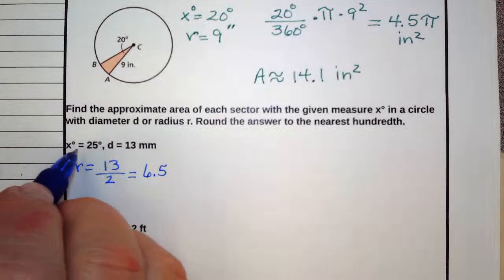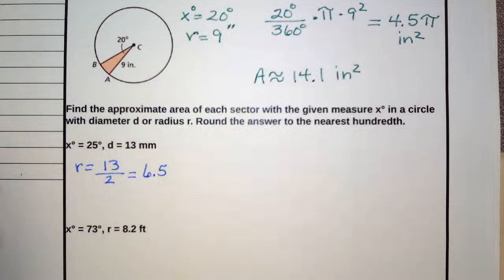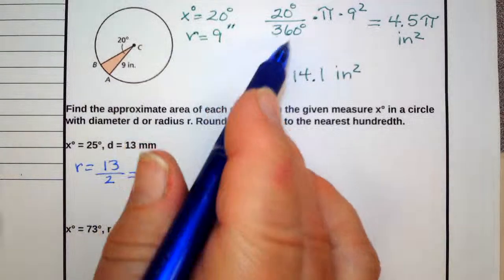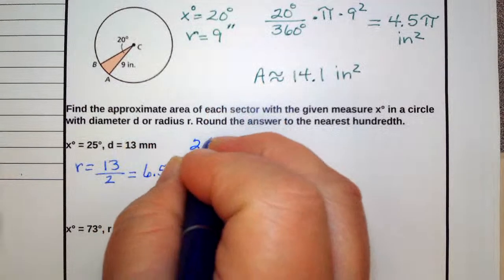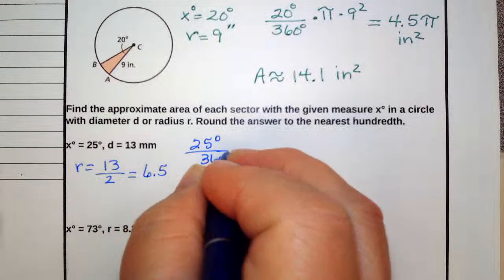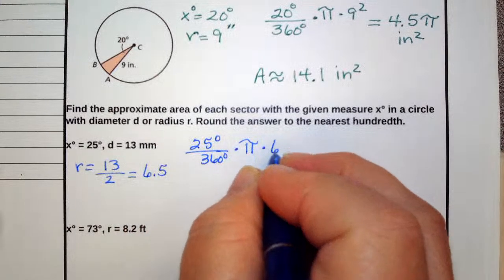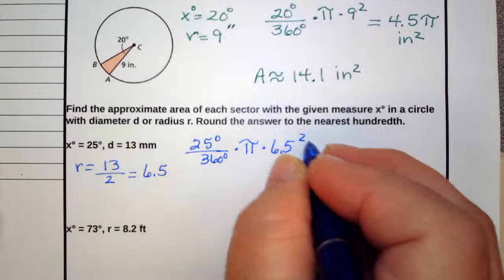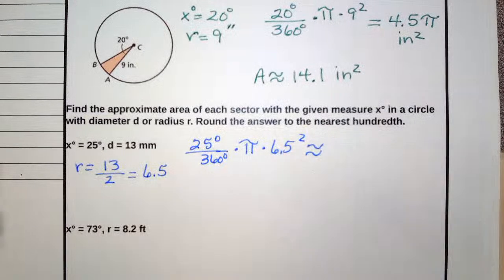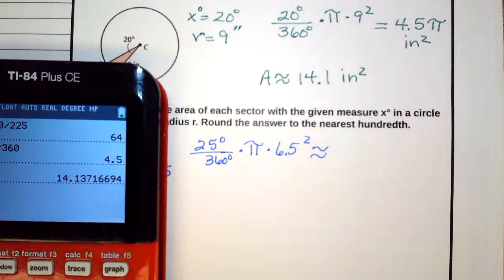So I've got my x, I've got my r. I plug and chug with my formula. 25 degrees over 360 degrees times pi times 6.5 squared. We're going to put that approximation because this is not going to be exact. We want anybody that looks at it to realize we know it's not exact.